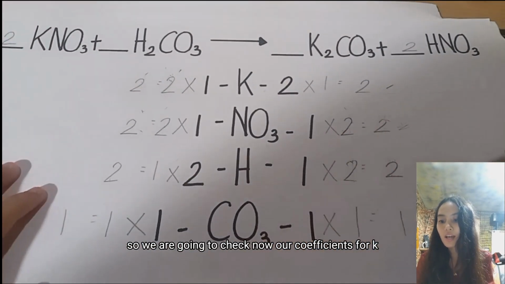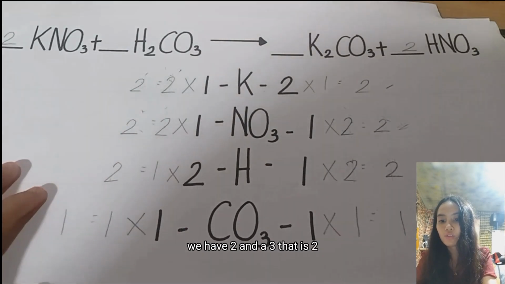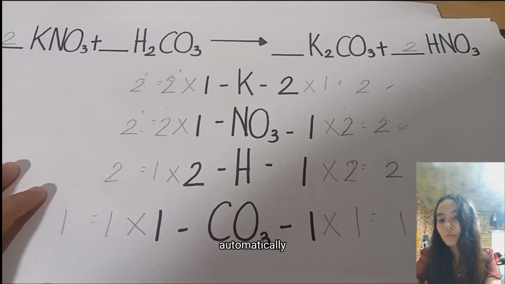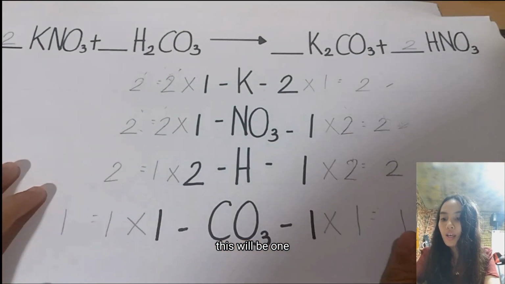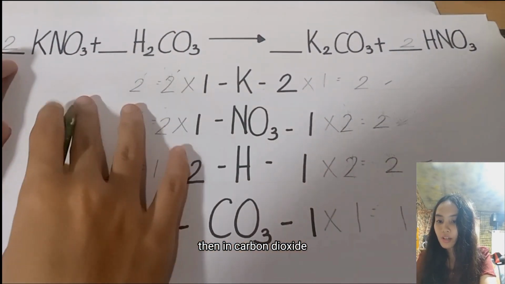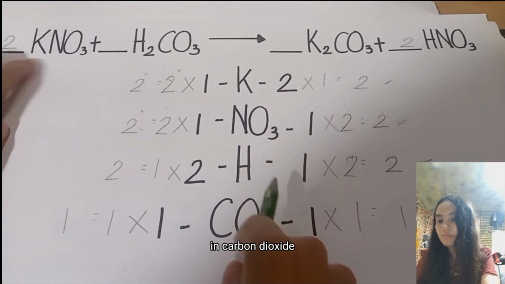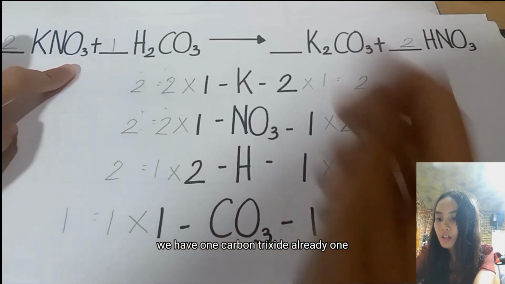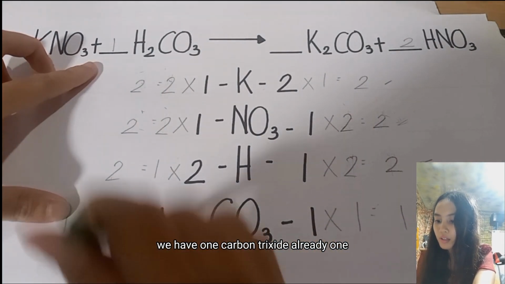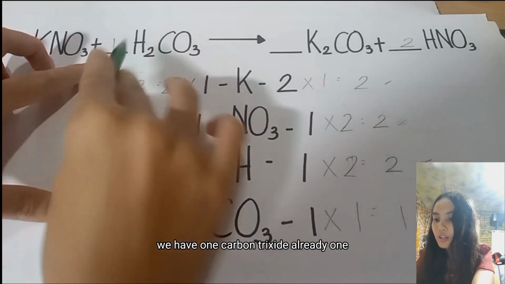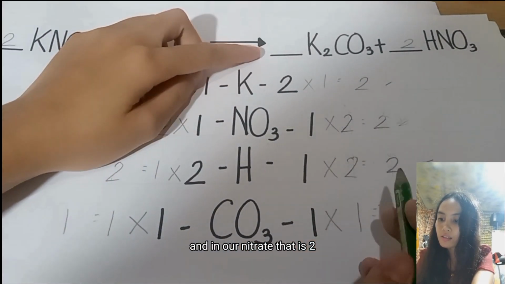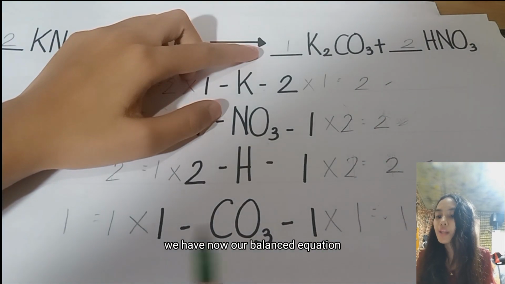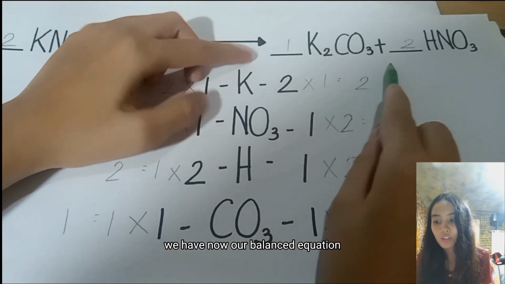So we are going to check now our coefficients. For K, we have 2, NO3, that is 2. For hydrogens, since that is 1, automatically this will be 1. Then in carbon trioxide, yes, it is already 1. For potassium, we have 1. Carbon trioxide, already 1. And in our nitrate, that is 2, and that is 2. There you have it. We now have our balanced equation.